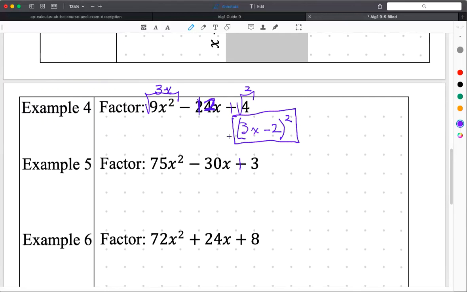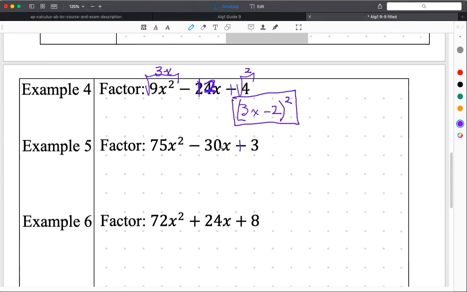Wait, so it's not 24? No, it's 12x. Wait, I made it work for 24 because 3 times 2 equals 12x, and then 12x times 2 is 24x. I think I made the same mistake in my head too, but 3 times 2 is 6, not 12. Oh yeah, I meant 3 times 4 on that one. These little mistakes. I'm sorry.